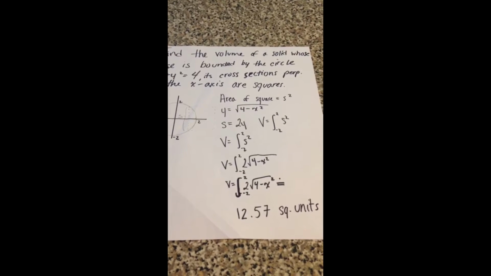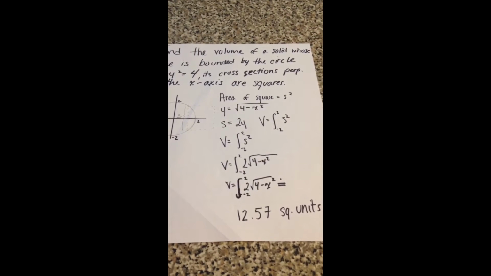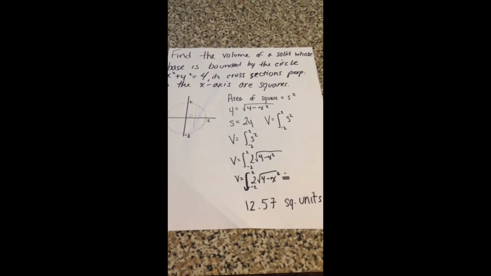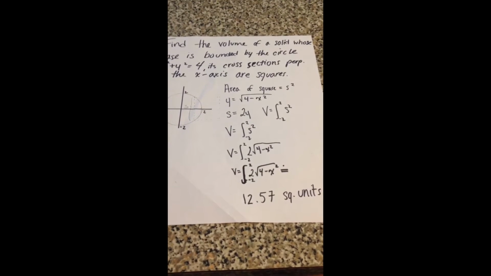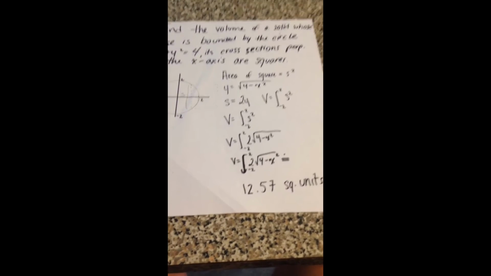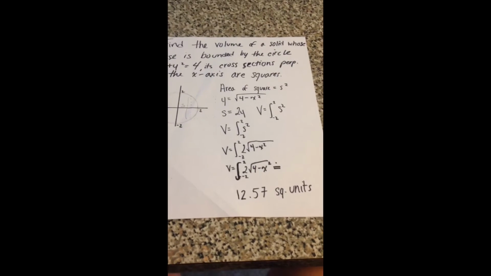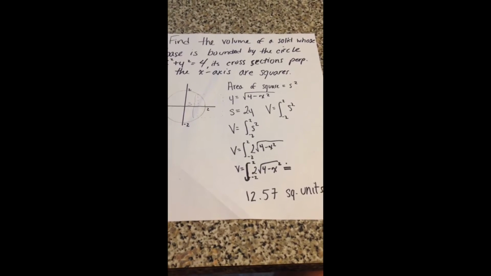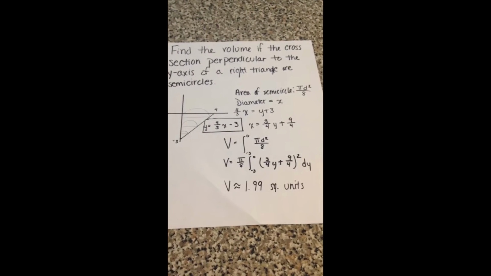Next, we know that the volume of the solid is going to be the integral from -2 to 2 of s squared. And the volume, as you can see, would be the integral from -2 to 2 of (2 times the square root of 4 minus x squared) squared. If you plug that into your calculator, you get the answer of 12.57 square units. So that's how to solve that one.